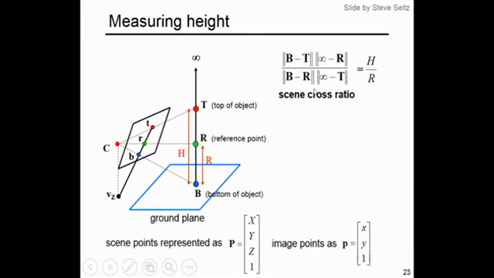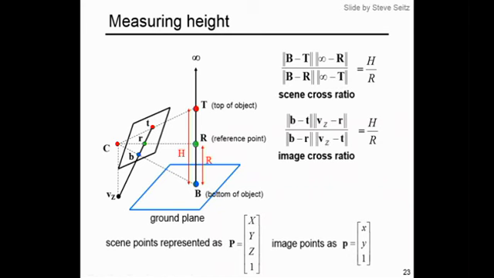And then in 2D, the ratio is the bottom minus the top over bottom minus r, times the inverse ratio of the 2D vanishing point, which now is finite because the camera is tilted, minus r over vanishing point minus the top, is also equal to h over r. Because I have this projective invariant, these 3D distances in the cross ratio are equal to these 2D distances.